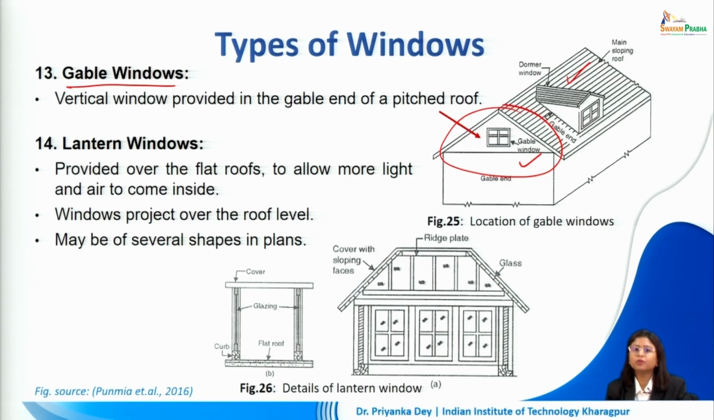The lantern windows are provided over flat roofs to allow more light and air to come inside, and this window actually projects over and above the roof level. Now they may have different shapes in plan. For example, we can see a rectangular option. We can have another one which is covered by sloping faces. So we can pick different shapes for our lantern windows, but they are provided on flat roofs and they allow entry of light and air from the top of the roof level.